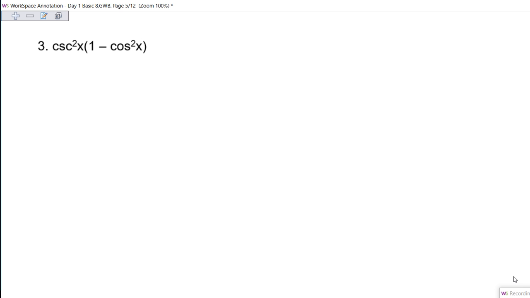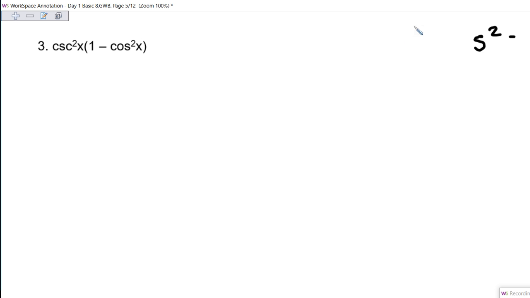Number 3. Here, we are just distributing. But before you distribute, do you notice anything? Yeah, we have a term that is squared, and what else? A 1. So what do you think could happen in the middle inside those parentheses? What would that probably be? That's probably a Pythagorean identity. So let's see what's the identity.